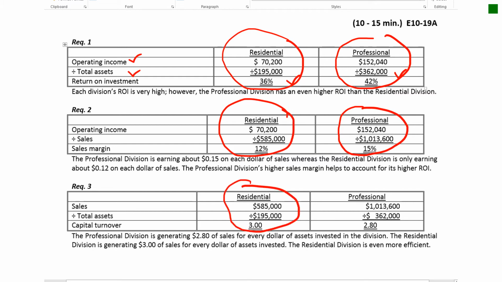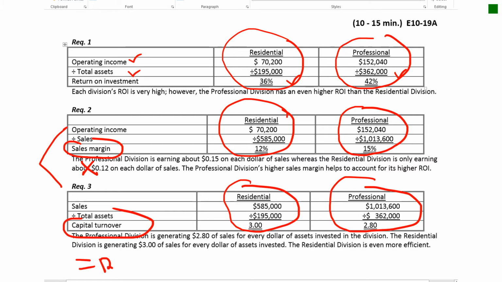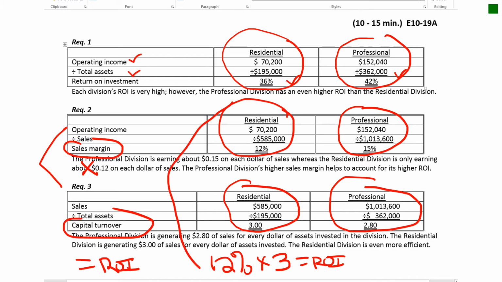So for the residential, it's 3. And for the professional, it's going to be 2.8. Now on part 4, what you'll do is multiply the sales margin by your capital turnover. That should equal your ROI. So for the residential, you'll take that 12% and multiply that by 3. That should also give you the same answer that you got right up here, which it looks like it is. That's 36%. And then for the second one, you'll take the 15% for professional and multiply that by 2.8, and you should get the exact same answer of 42%.